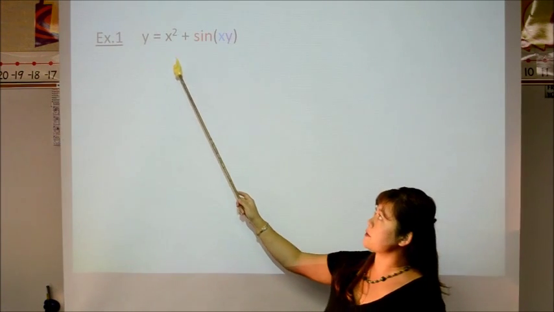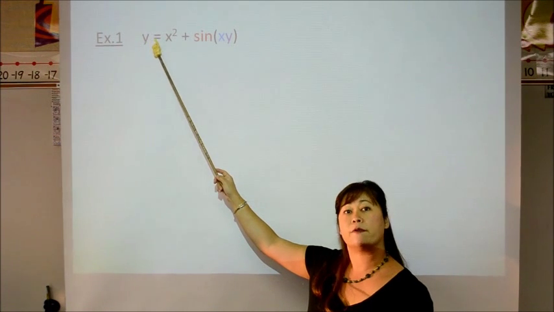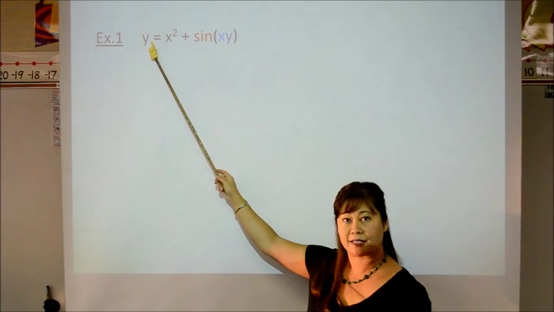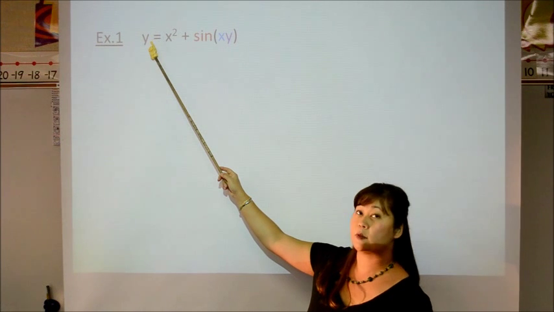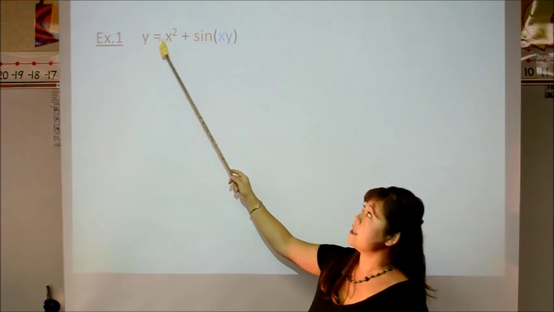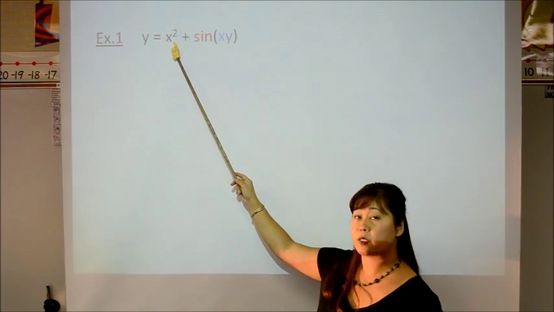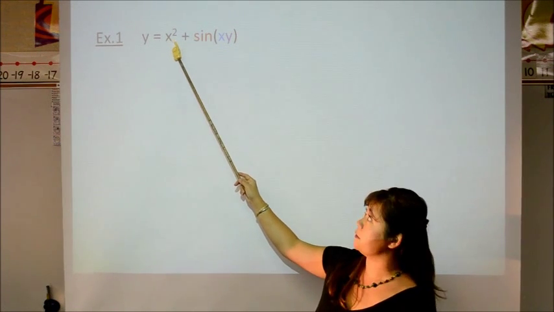The first derivative implicit says that I'm going to take the derivative of y, and wherever there's a y, we're going to put a dy over dx next to it. So the derivative of y is going to be dy over dx. The derivative of x squared is 2x. We're not going to do anything with that one, so we'll leave that one alone.